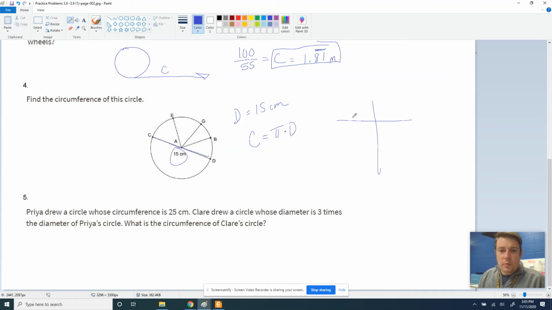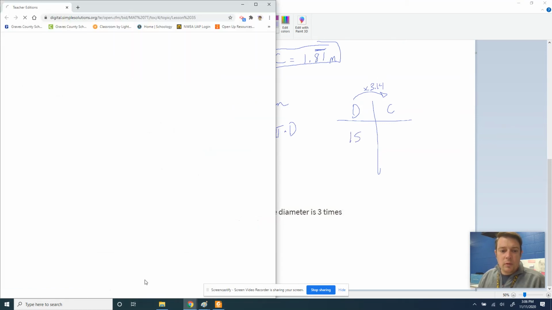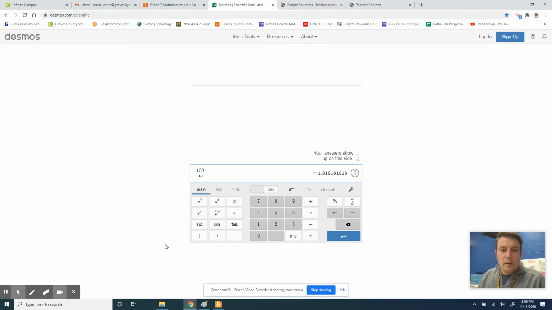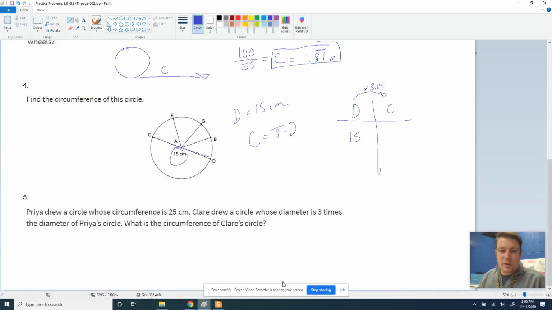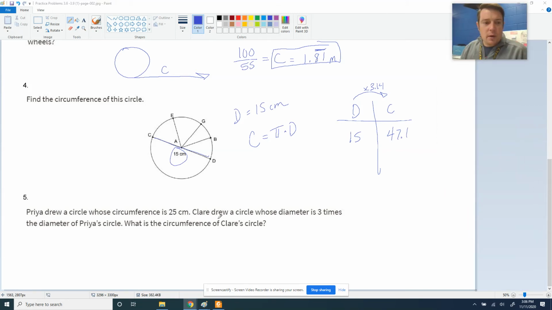We could make a table for this. We know that diameter to circumference has a relationship of pi, or 3.14. So if we do 15 times pi, we'll have our answer. So let's do 15 times pi. So let me clear this. 15 times 3.14. 47.1. So 47.1 is our answer there.